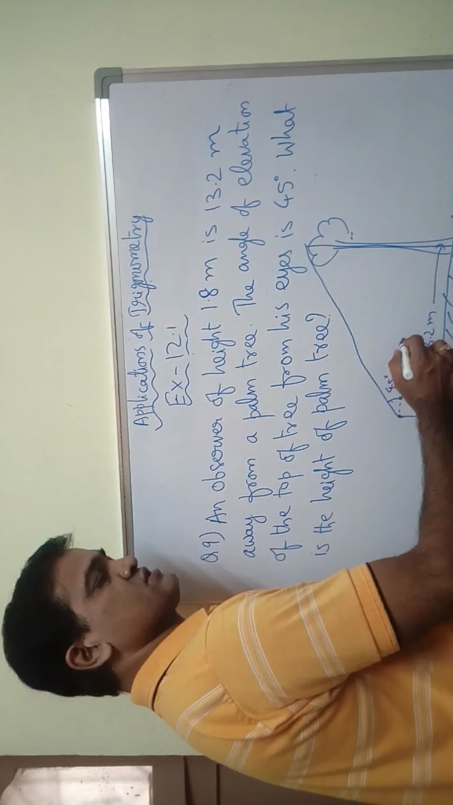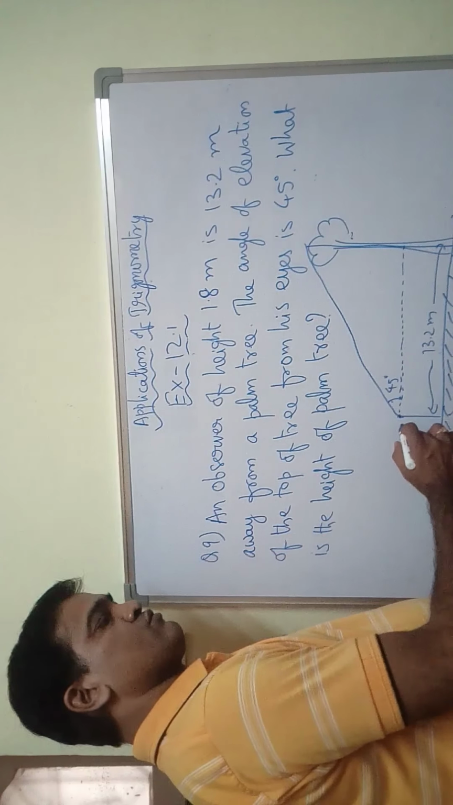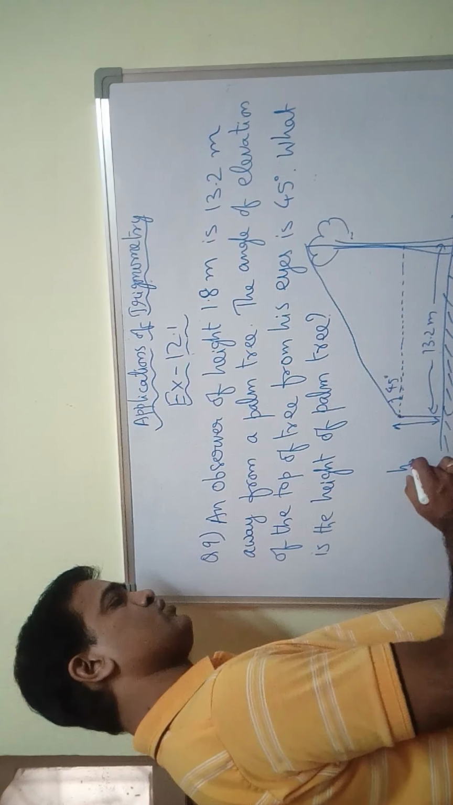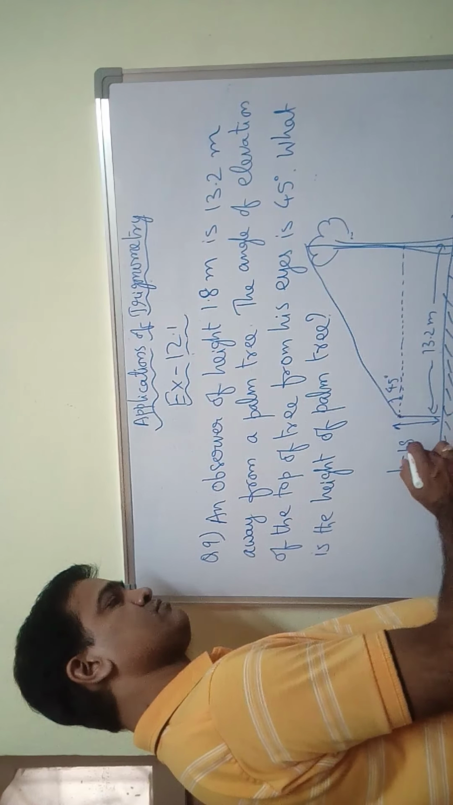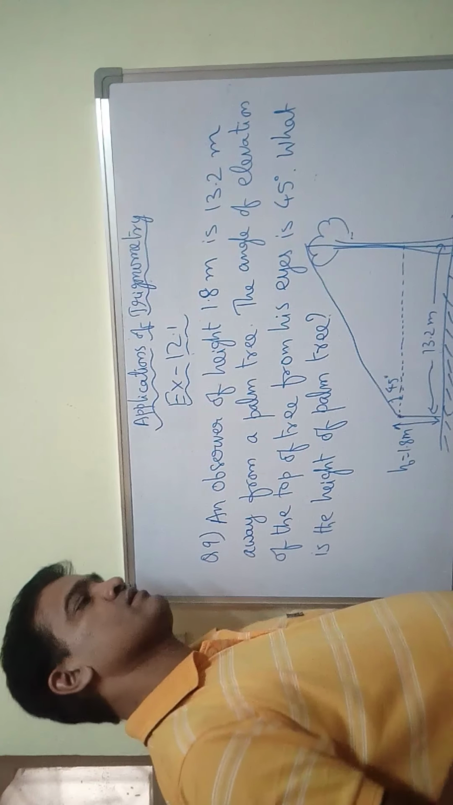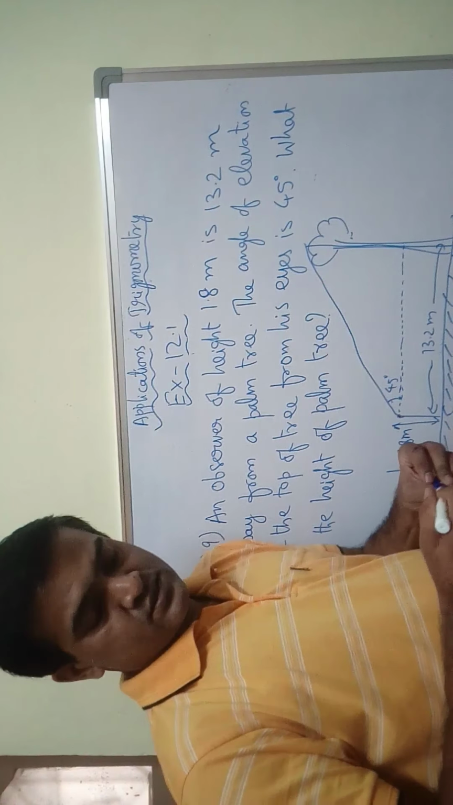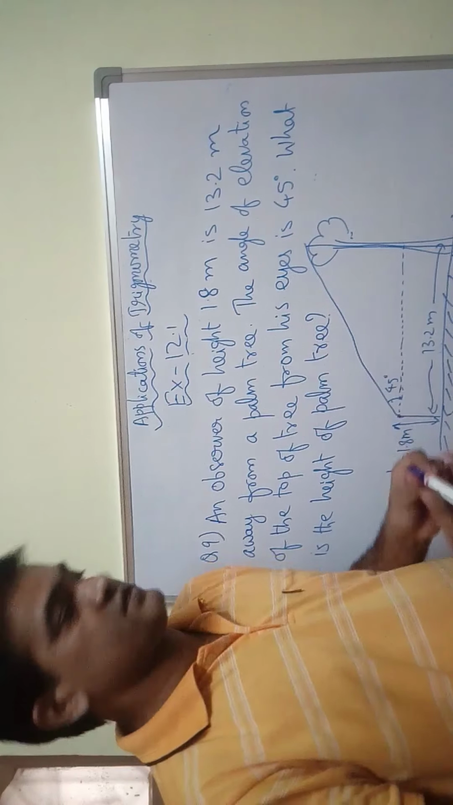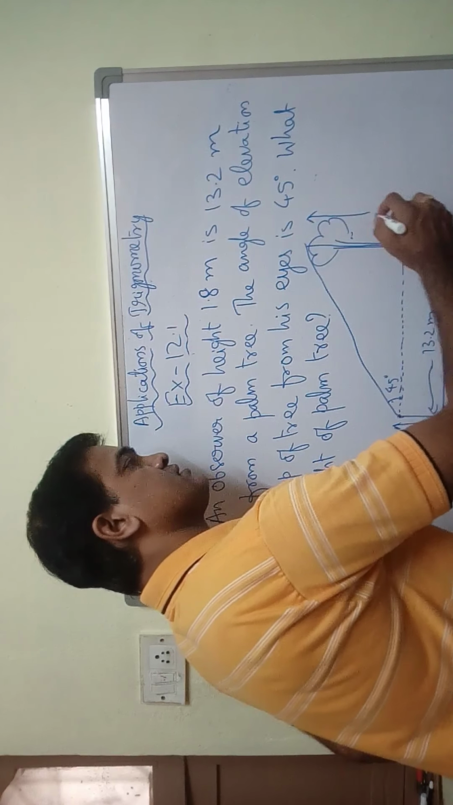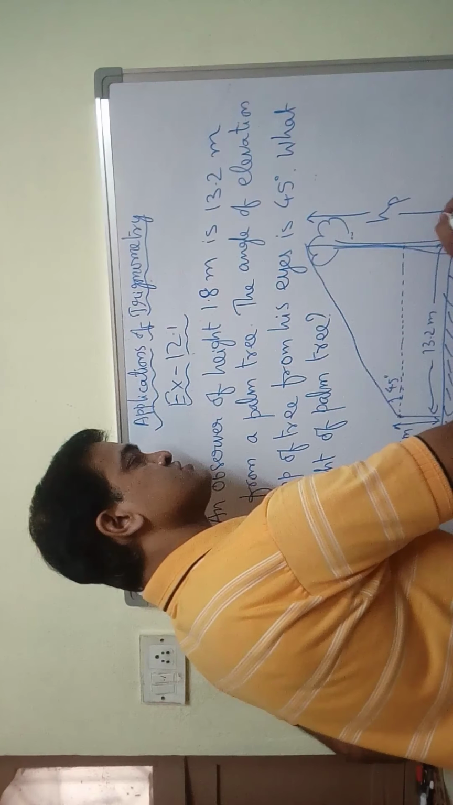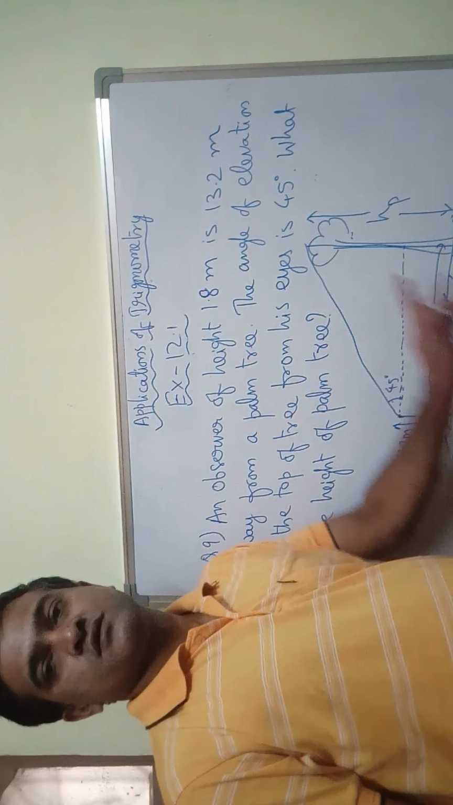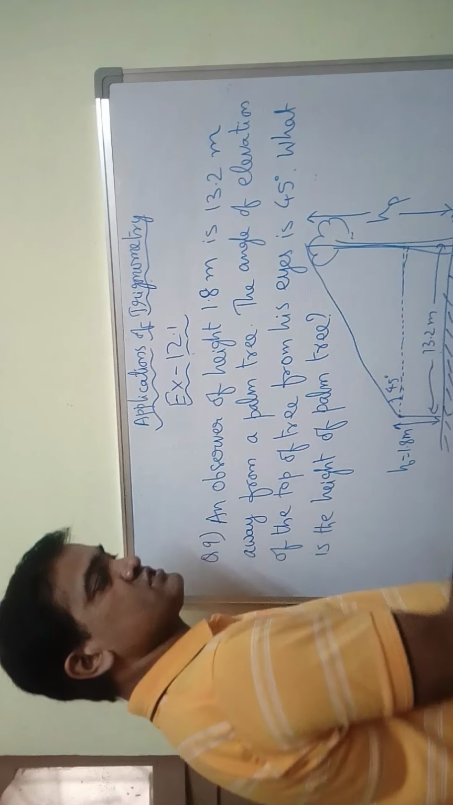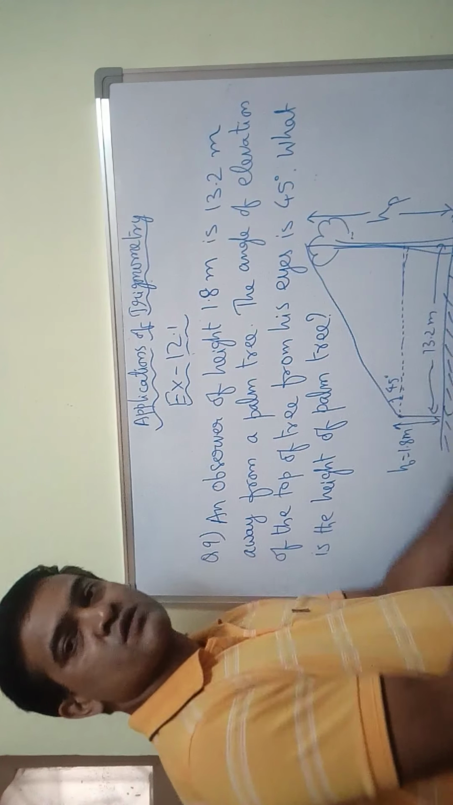Now if I extend this line, dotted line, what is the height of the observer given? The height of the observer, let me write HO, is nothing but 1.8 meters. We are asked the height of the palm tree. This total height, let me take as HP. HP stands for height of palm tree. If you look at this dotted line and the ground, these two are parallel.